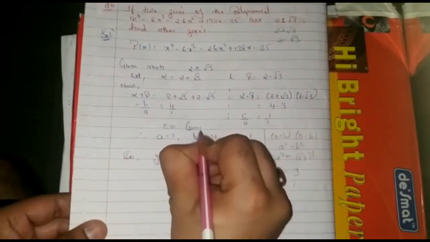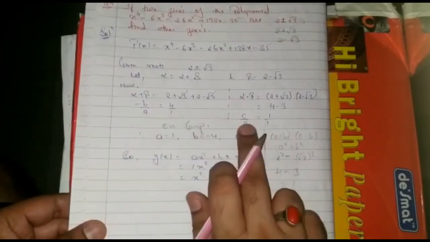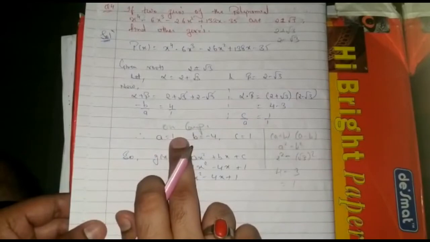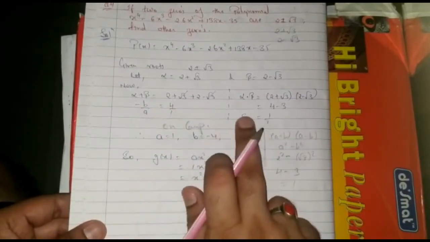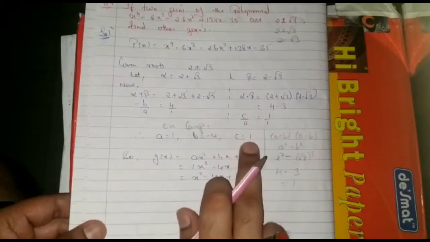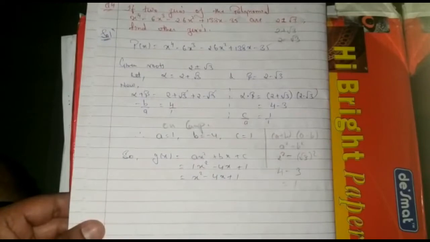Now, when we compare these terms, what will we get? a will be equal to 1. Minus b will be equal to 4, that means b will be equal to minus 4, and c will be equal to a, so c will be equal to 1. Here we have a, b and c.